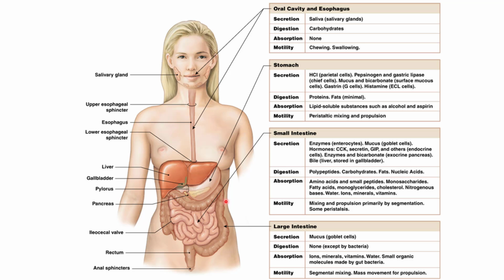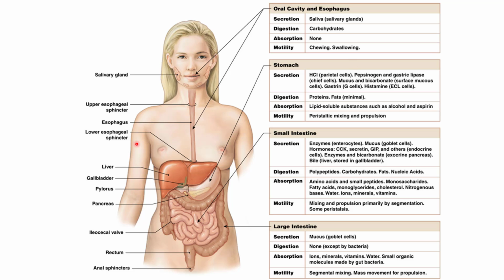Finally, in the large intestines, the only secretion is going to be mucus. There is no real digestion. There's some minuscule digestion of small organic molecules that are created by bacteria in the large intestines, but it's minimal. We do absorb a lot of water. There's some ions that'll be absorbed, some vitamins. And motility is going to be segmentation for mixing, and then mass movement where we just kind of pack in the colon. As new stuff comes in, it pushes the others out.